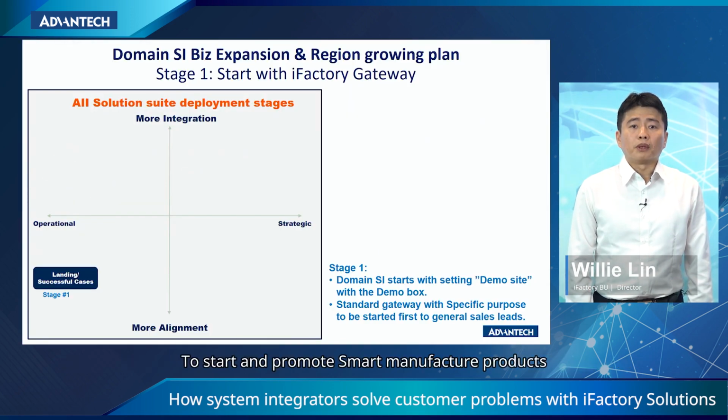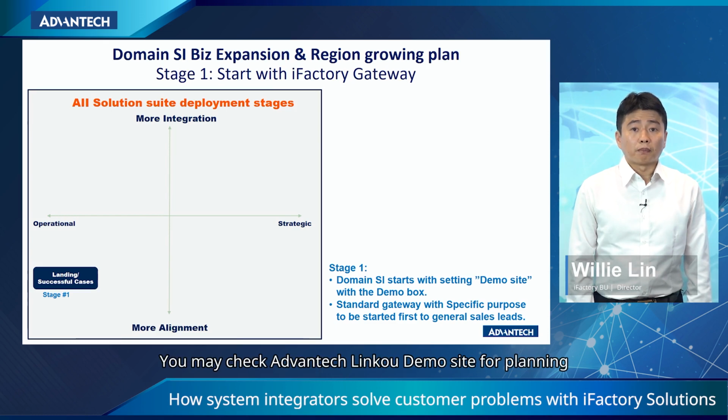To start and promote smart manufacturing products, the first stage should establish demo sites or POC sites to show the real case after deploying iFactory solutions. We suggest that system integrators implement them by themselves. It can also make system integrators more aware of the convenience of setting up and operating. The demo site should preferably be in the customer's field, which can be visited later on, or in your office. You may check the Advantech link code demo site for planning.